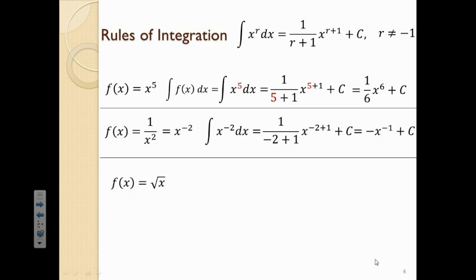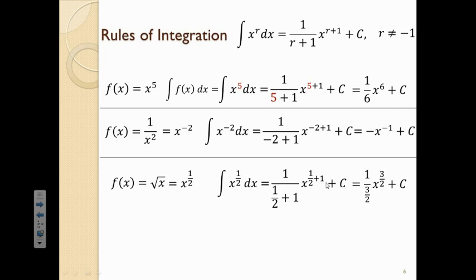Now when we're doing the square root, we end up, again, in the same situation. We need to convert it to x to the 1/2. Now when we take the integral of x to the 1/2, our r is 1/2, so we can use fractions with this. This would become 1 over 1/2 plus 1. Well, that's 3 over 2, and this will be the same thing, x to the 3 over 2.